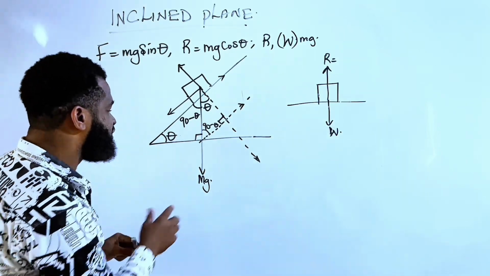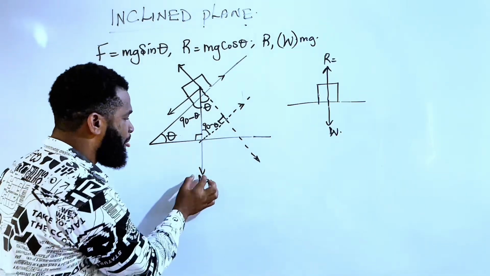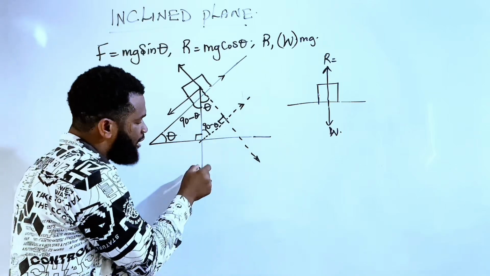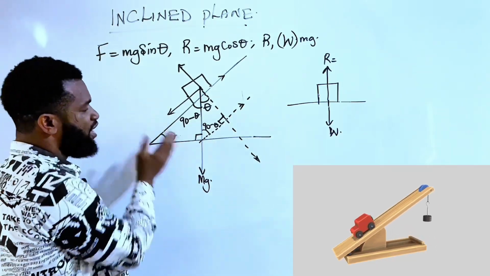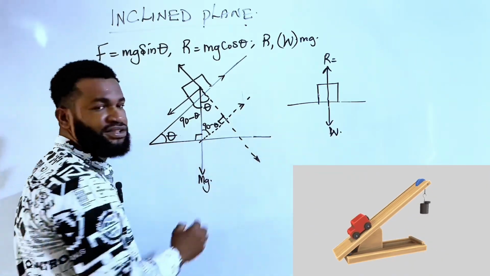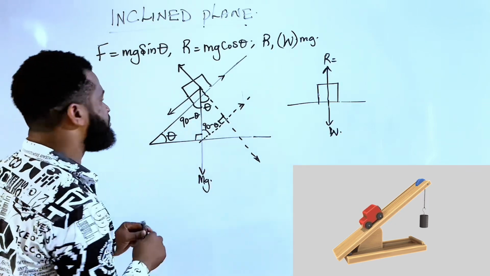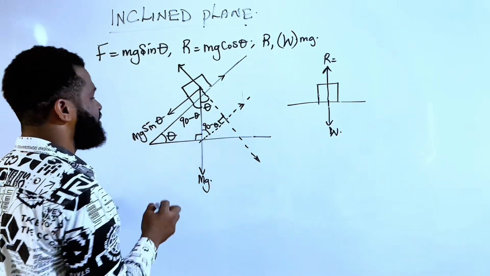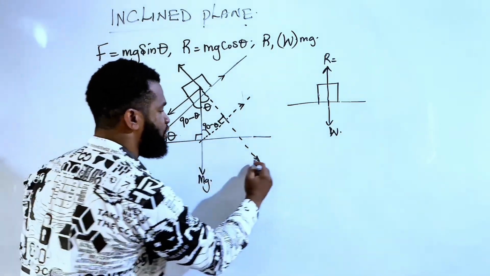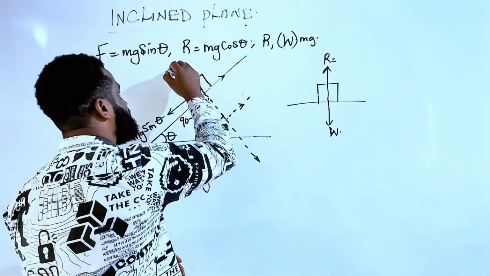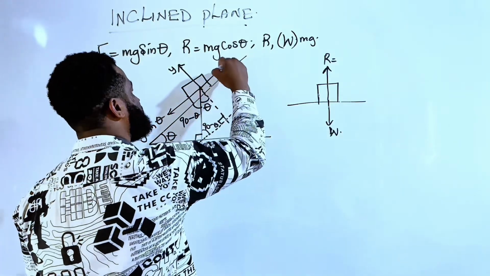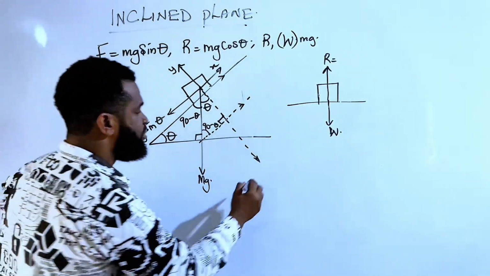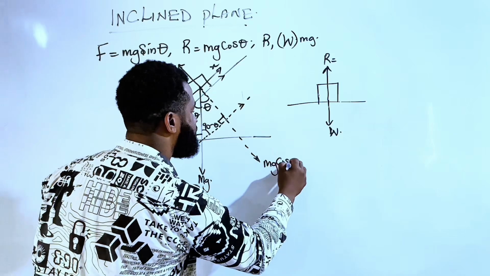So on that premise, on that context, I'm going to resolve mg. I'll resolve mg to the horizontal. I'm going to resolve mg to the vertical. If I resolve to the horizontal, I'm going to have mg sine theta. If I resolve vertical, it's coming here because this is the vertical component, which is y, and this is x. So this is going to be mg cos theta.